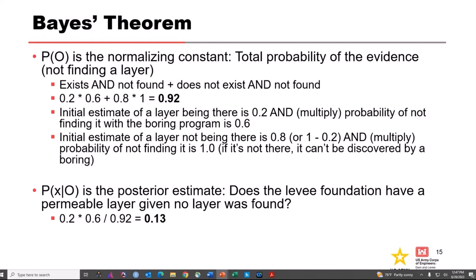And then if it's not there, there's no chance of finding it, right? No matter how many holes we drill, we can't find it if it doesn't exist. So that probability is 1. Again, these are ands, so they're intersections, so we multiply these together. And then this is a union operation, right? It's either this one or this one that could have happened. It's also mutually exclusive, right? It can't be both of these. It has to be one or the other. So when we have the union of mutually exclusive events, we can just sum their probabilities.